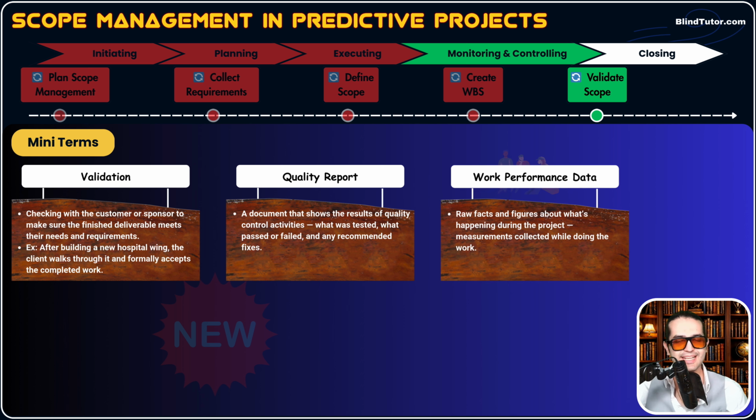What's work performance data? Work performance data is raw facts, raw data, figures, numbers about what's happening during the project.